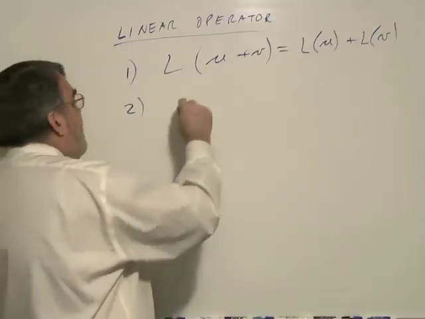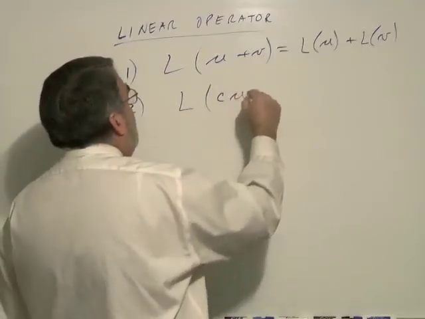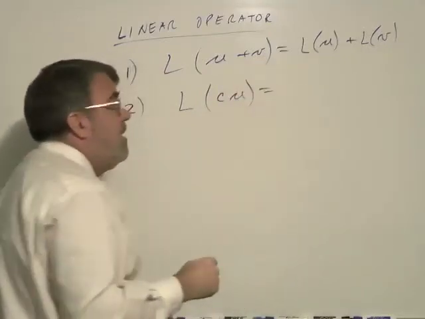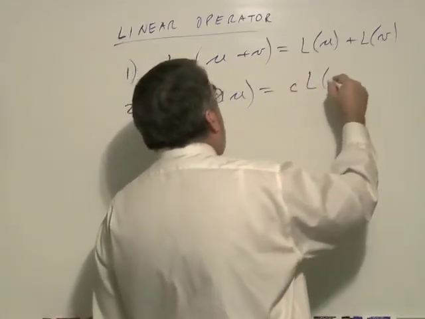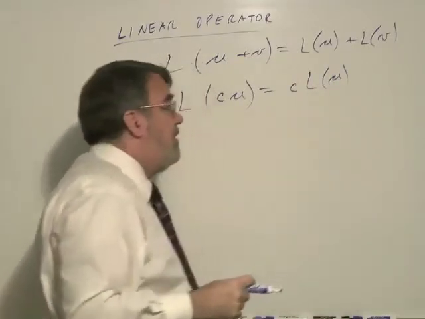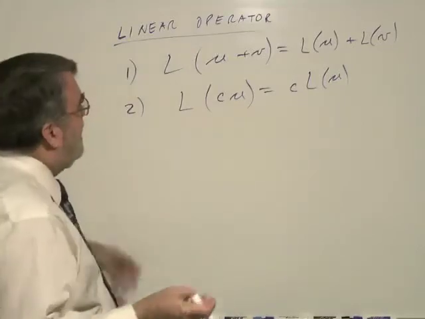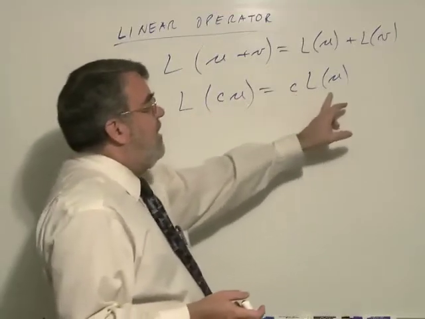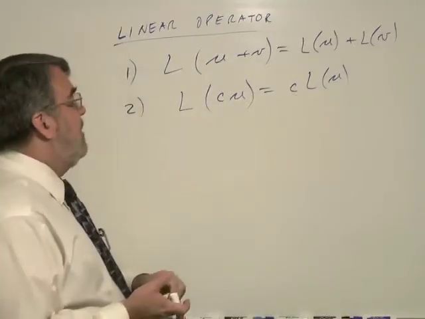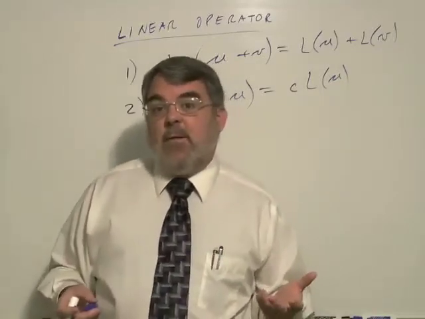The other property says that if I operate on a constant times a function, then I get the constant times the operator acting on the function. So there it looks like we can factor out the constant. So L of Cu is equal to C times L of u. The constant, in a sense, factors out. All right, these two properties define a linear operator.